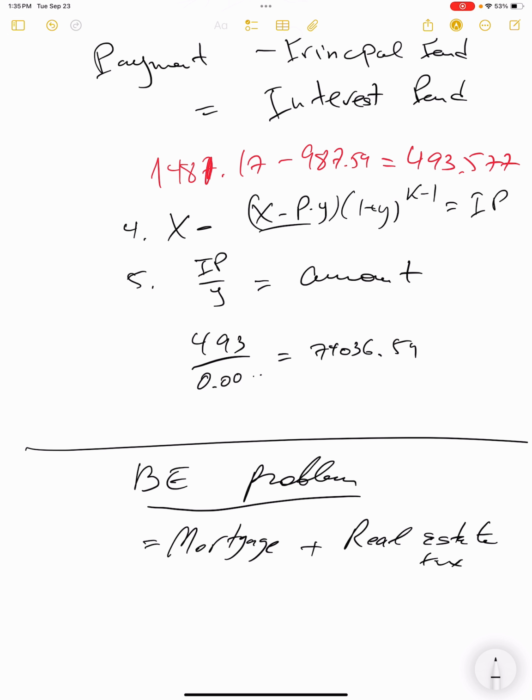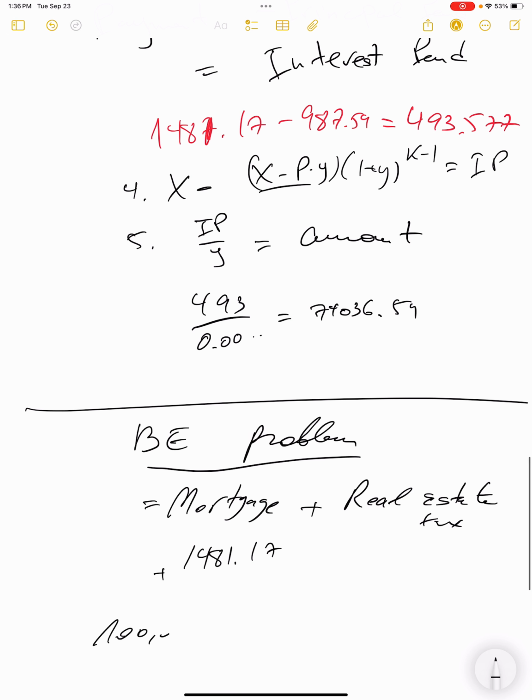So in our case, in question 2, when I was talking about the break-even, the mortgage payment stays the same because you take the mortgage of 1481.17. Now you need to add to it the tax. Now what is the tax? You have a house price of $150,000. You multiply by 2%, which is your real estate tax, and the real estate tax is coming from the house price, not from the mortgage, right?